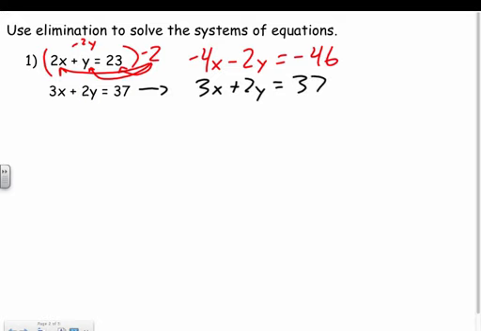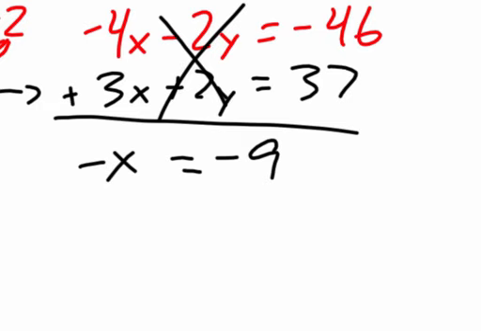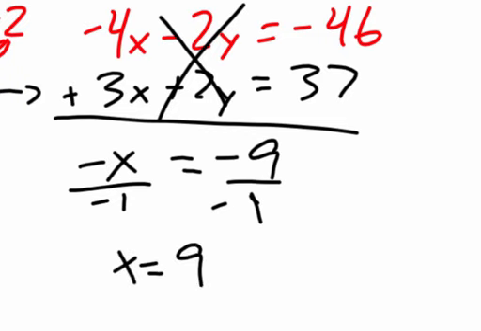And now I go through and add my two equations. Start eliminating my system. So a negative 4x and a 3x gives me a negative x, negative 1x. The negative 2y and 2y cancel, equals negative 9. Well, I don't want a negative x, so really I divide by negative 1 on both sides, which gives me x equals positive 9. It just switches around.